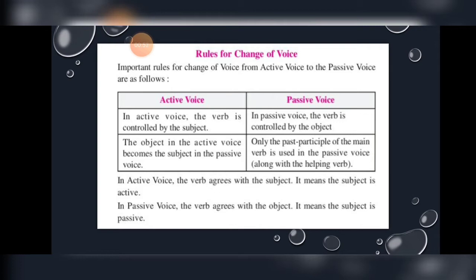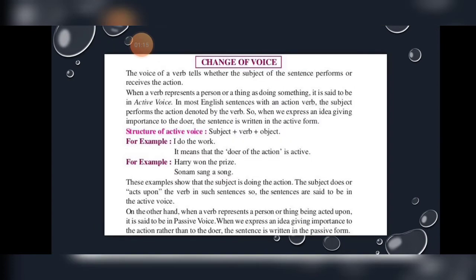So we can conclude that in active voice, the verb agrees with the subject. It means the subject is active. In passive voice, the verb agrees with the object. So it means the subject is passive. The voice of a verb tells whether the subject of the sentence performs or receives the action. If the subject is performing the action, it is active. If it is receiving the action, it is passive.